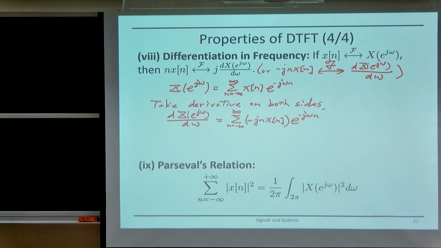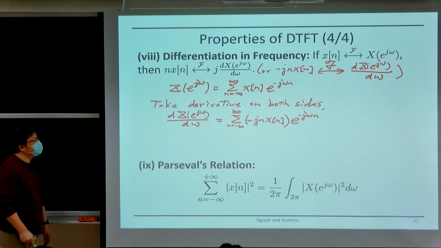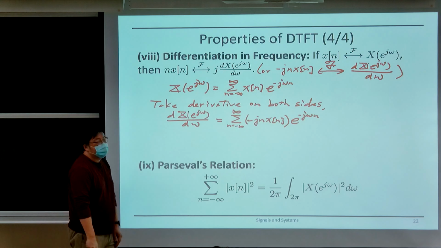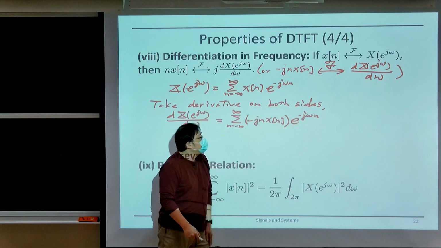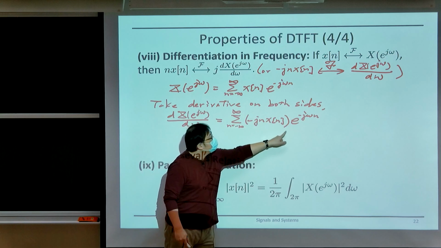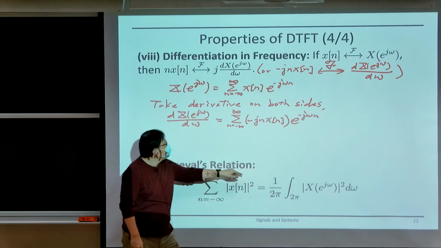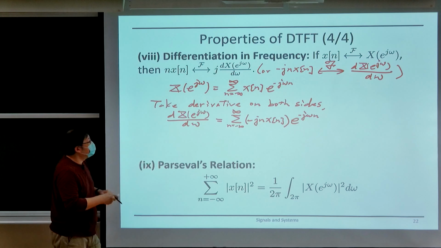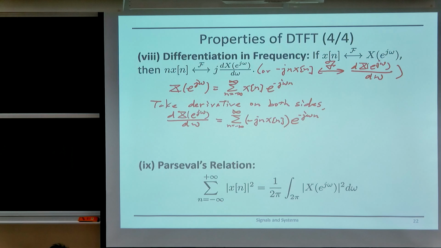And then you immediately get this result, because this is in the form of the Fourier transform of this signal. So this tells you that the Fourier transform of this signal, on the left-hand side, has a spectrum that is the derivative of X. Hence minus jn x[n] has a Fourier transform that is the derivative of capital X.